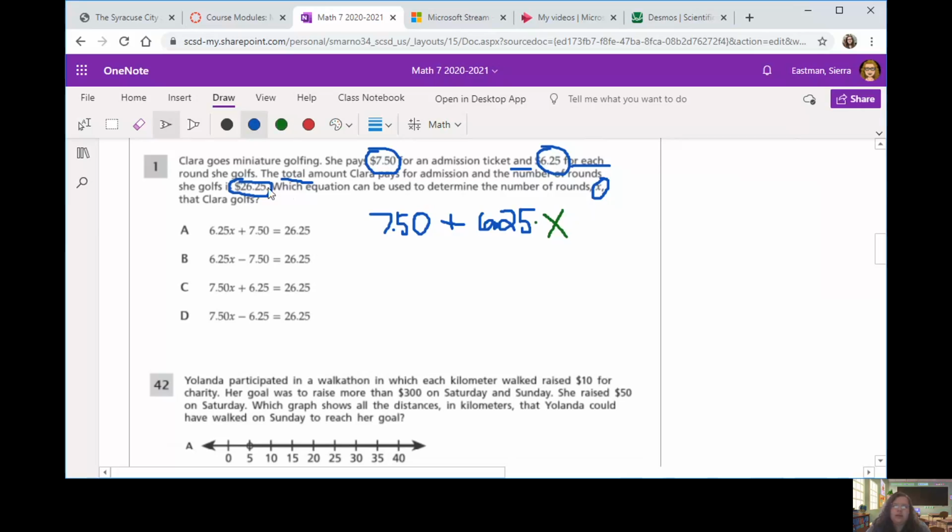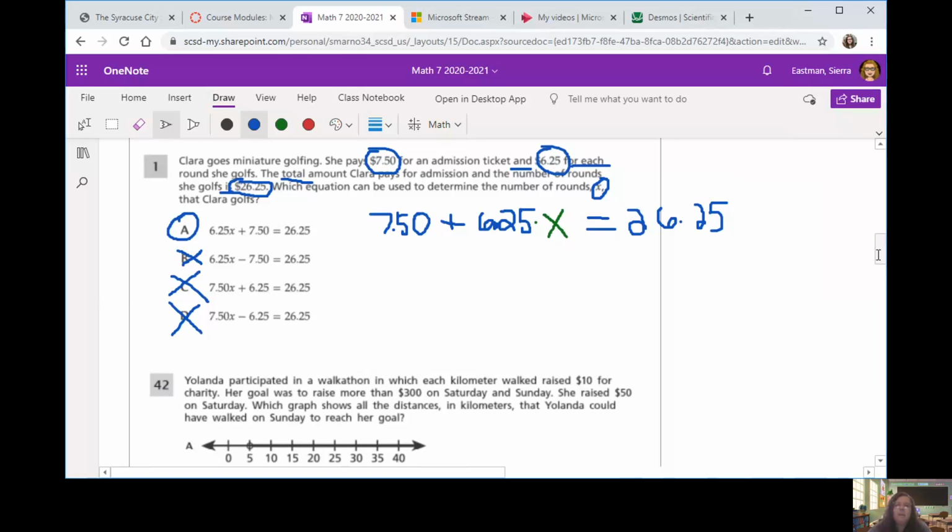And then our very last piece is that the word total tells us we're getting to the end. We equal some amount, and that amount is 26.25. And we can now figure out which one this matches to. The x should be on the 6.25, so automatically I can cross off C and D. I'm adding in between here, so I can cross off B. A should be the correct choice.